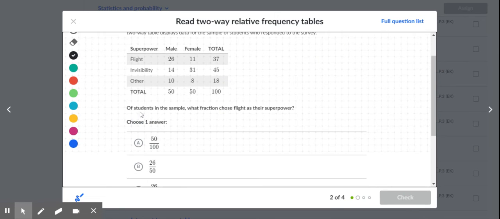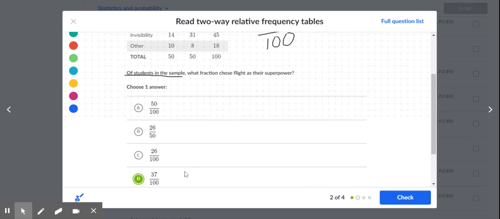This one says, of the students in the sample, what fraction chose flight as their superpower? So how many of the students, not male or female, total students, how many students total chose superpower to be flight? So 37 chose flight. What should we divide by? Should we divide by 50 male, 50 female, or 100? Well, we should do the total. So it doesn't specify what kind of student. All right, so we would say 37 out of 100.